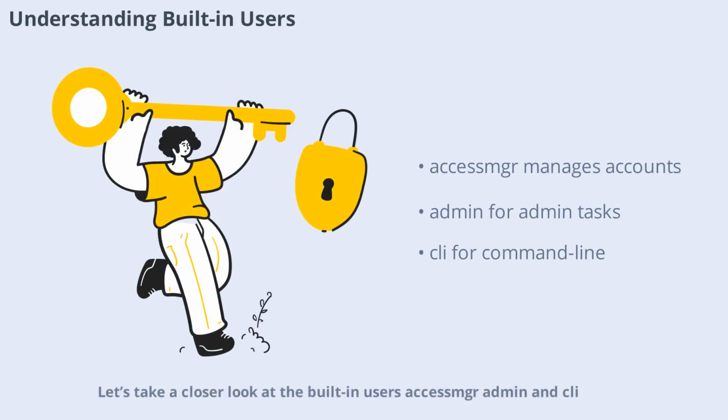Let's take a closer look at the built-in users: Executive, admin, and CLI. The Executive is responsible for managing user accounts and roles, ensuring that only authorized individuals can make changes. The admin user handles high-level administrative duties, while the CLI user is designed for command line operations. These roles are distinct and cannot be removed, providing a stable foundation for access management. By clearly defining these roles, IBM systems help prevent accidental or unauthorized changes to critical settings.